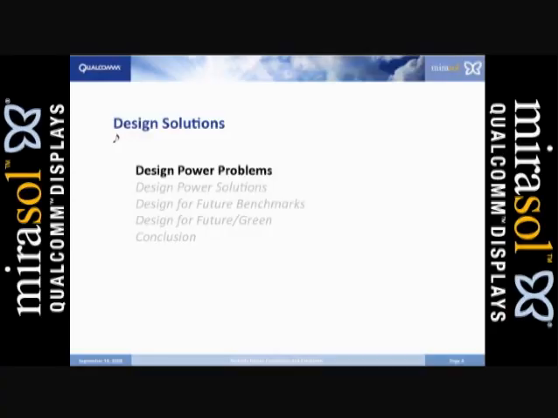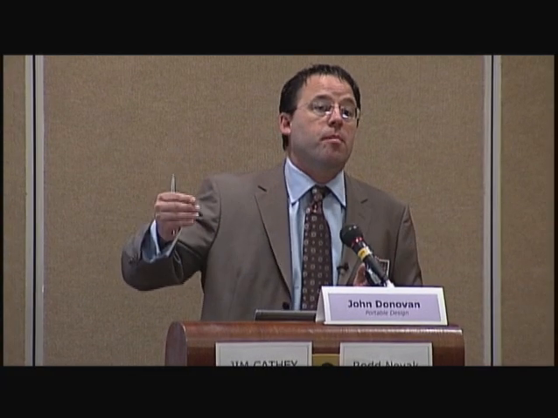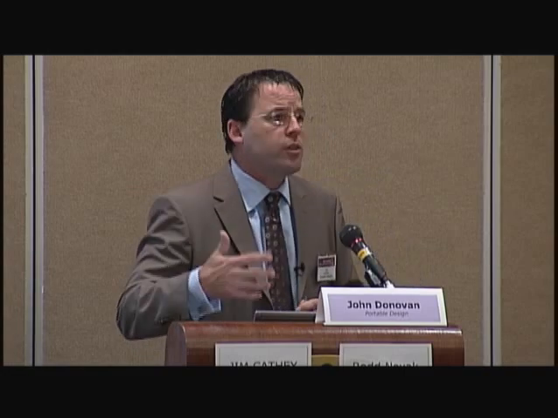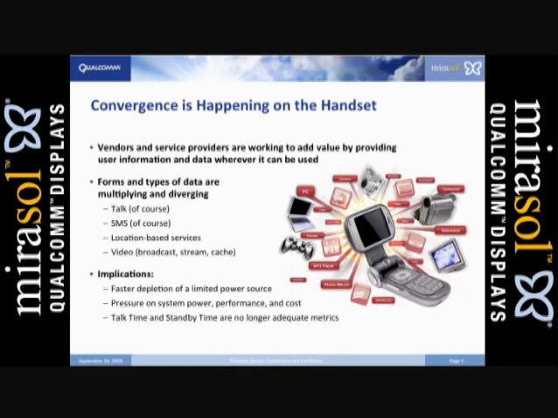Today we're going to talk about those problems, the power problems. We'll talk about some of the solutions, the near term, the short term, from the supply side and from the demand side. We'll talk about future benchmarks and how the designs for components and for systems should be designed keeping in mind what those future benchmarks are, because they aren't here yet. And also designing for green and what that really means, even for portable consumer electronics. And then a conclusion.